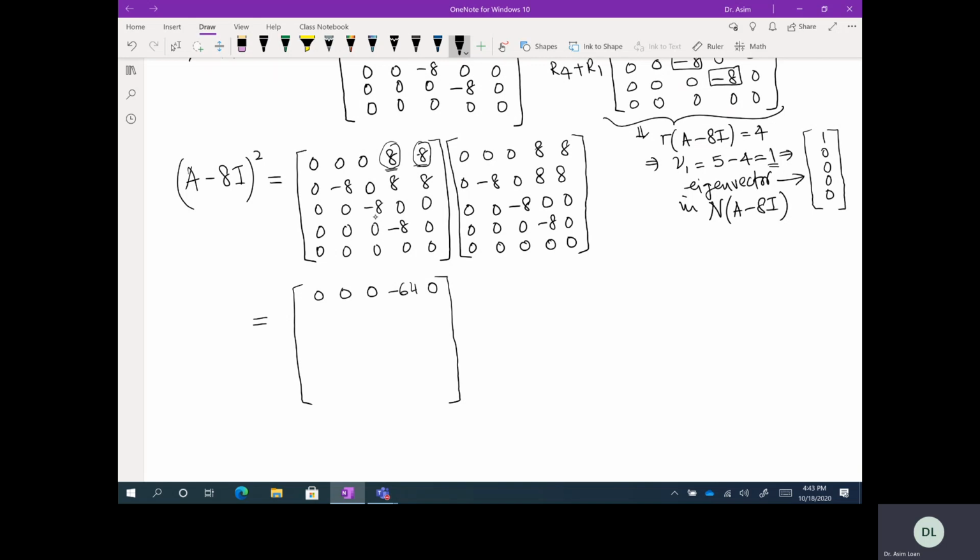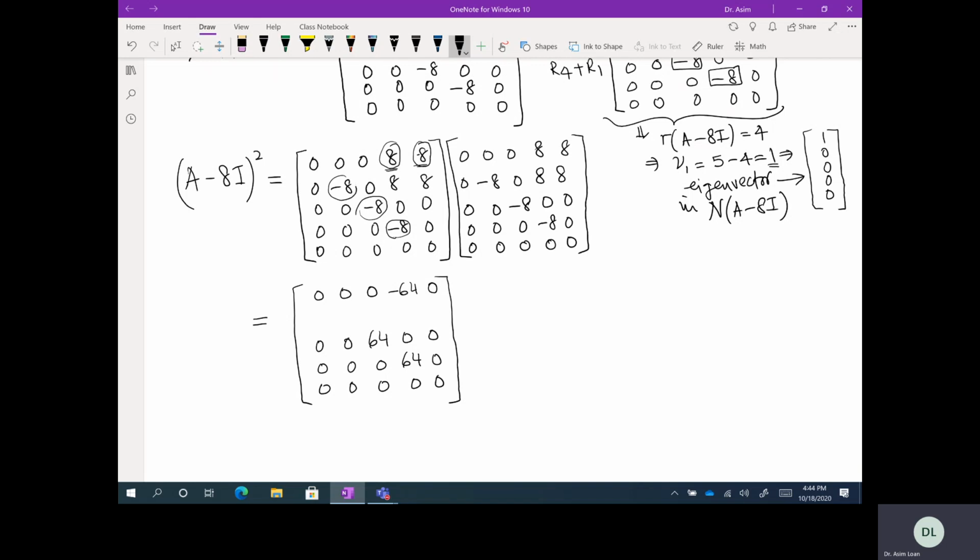So third one means I just multiply the third row by minus 8. So third row by minus 8 means this will become 64. So 0, 0, 64, 0, 0. This means the fourth row is being multiplied by 8. So I have 0, 0, 0, 64, 0. Good. And this means there is no contribution. 0, 0, 0, 0, 0. Okay. Good.